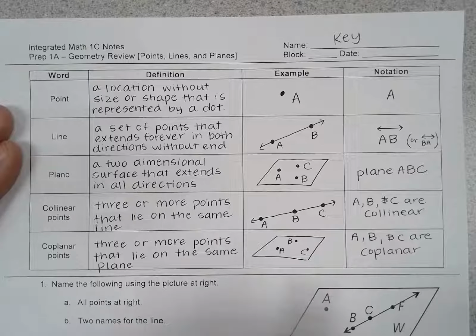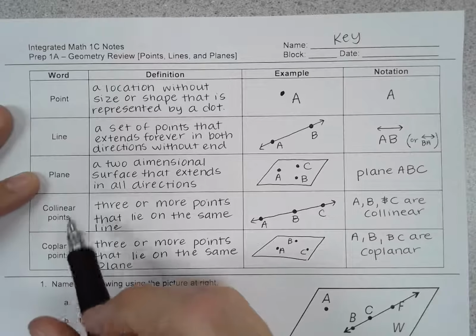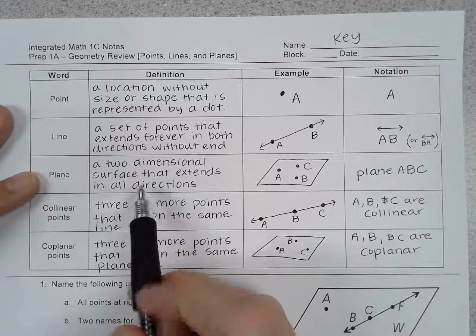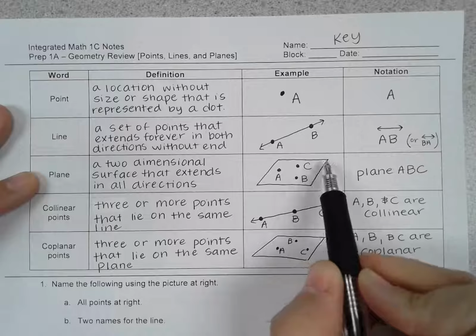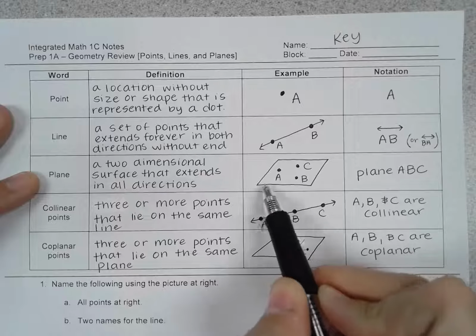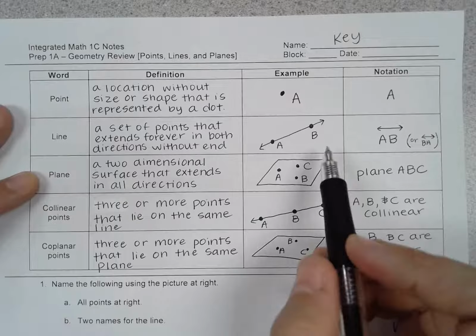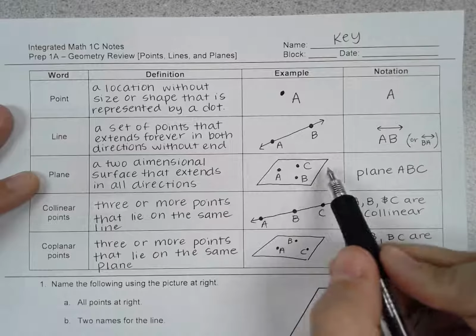In geometry, a plane is your flat surface. A plane is like a tabletop. A plane is defined as being a two-dimensional surface that extends in all directions. So when we draw a plane, we can't draw something infinite. So what we usually do is we draw it slanted, kind of like if you were looking at a surface from an angle. So it looks like a parallelogram almost. And so this shows us the shape of our plane.